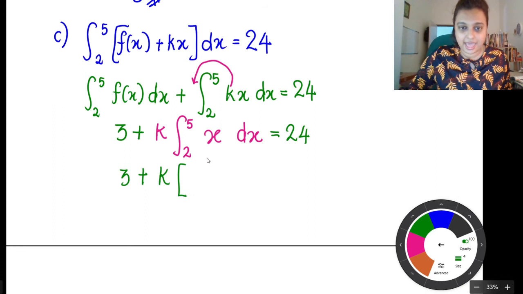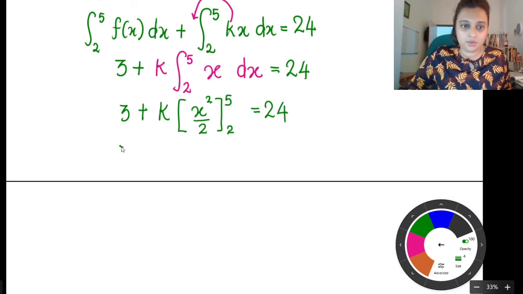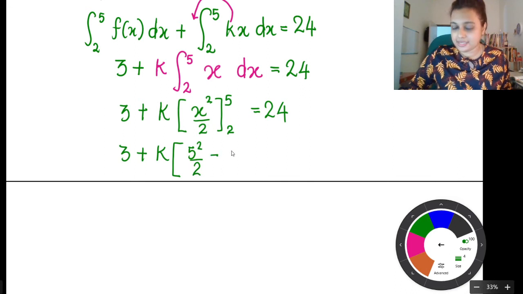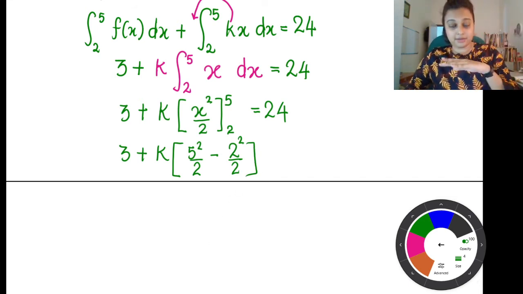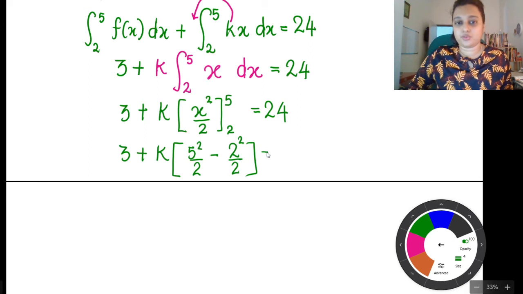Integrate the x. The x becomes x squared over 2. So integrate from the lower limit 2 to 5 equals 24. Okay, now here you substitute the values. 5 squared over 2 minus 2 squared over 2. So we minus the upper limit, then minus with the lower limit, equals 24.